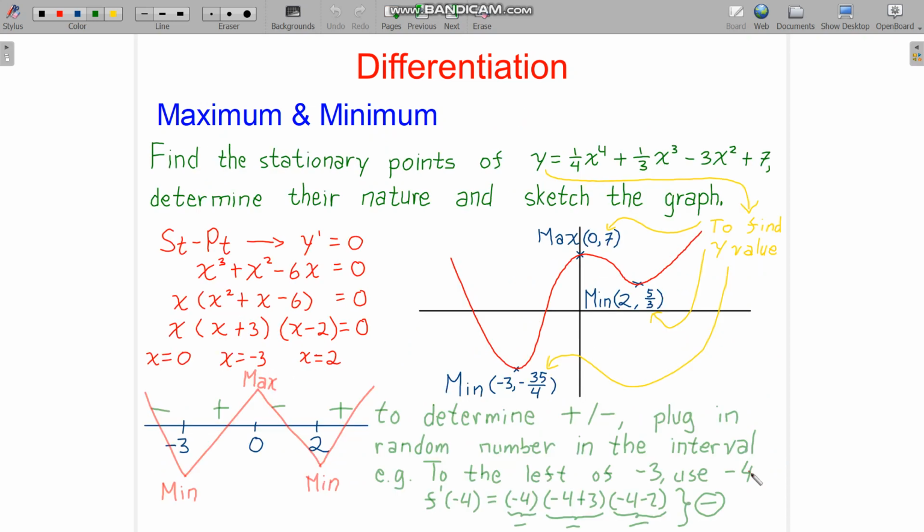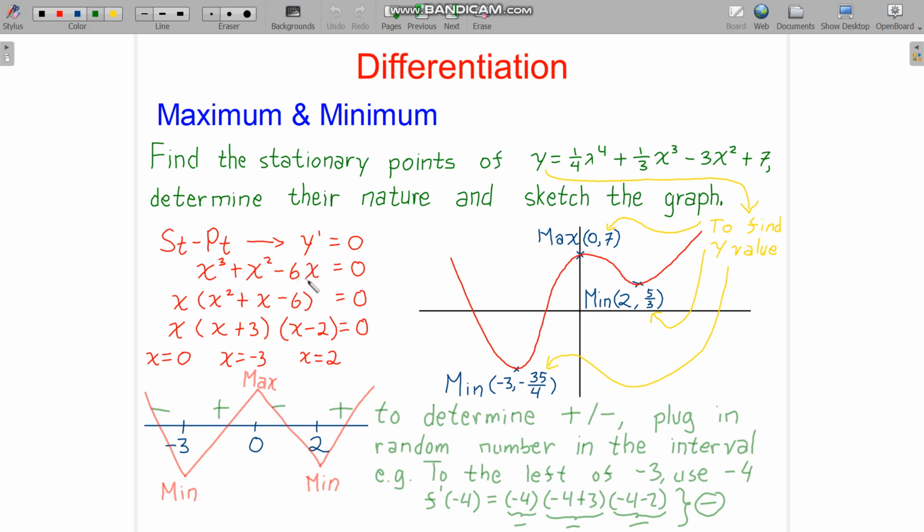So for example, find the stationary points and determine their nature and sketch the graph. This is the original function. To find the stationary points, we find the y prime and solve y prime equals 0. The y prime is, we differentiate 4 times 1/4 is 1, so just x to the power of 3 and so on. This is the y prime.